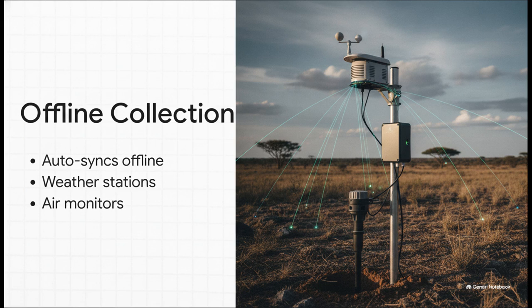GadaInfo is built with an offline-first approach. You don't need a single bar of service to run a comprehensive survey. Plus, it integrates right into IoT hardware. You can seamlessly connect automated weather stations, soil probes, and air quality monitors.